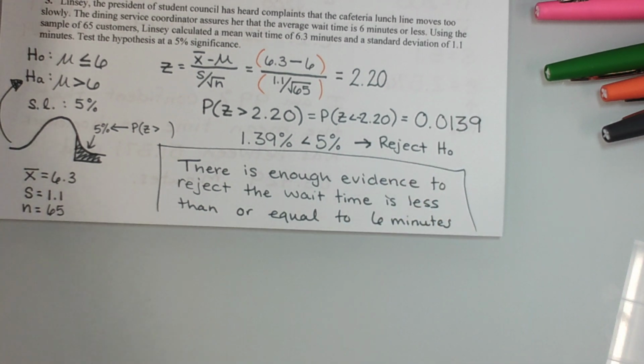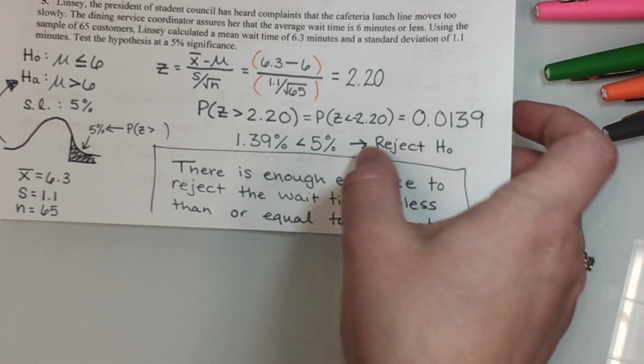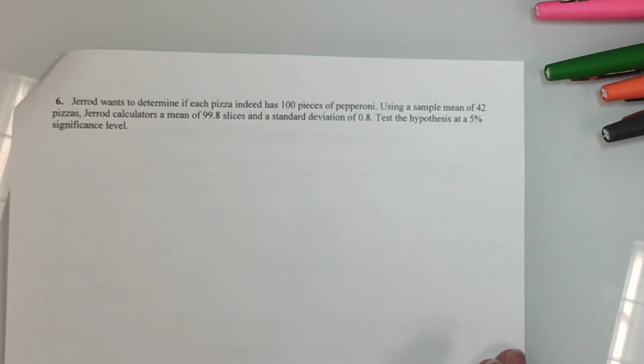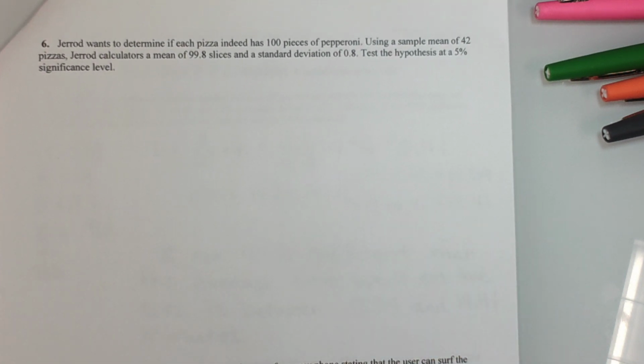Okay. We're just doing one more example. Question 6. Jared wants to determine if each pizza indeed has 100 pieces of pepperoni. Using a sample mean of 42 pizzas, Jared calculated a mean of 99.8 slices and a standard deviation of 0.8. Test the hypothesis at a 5% significance level.